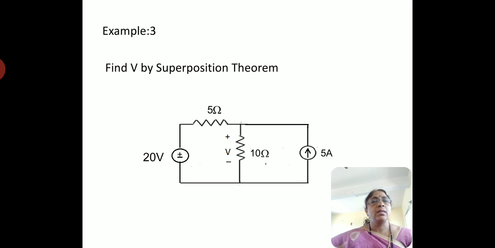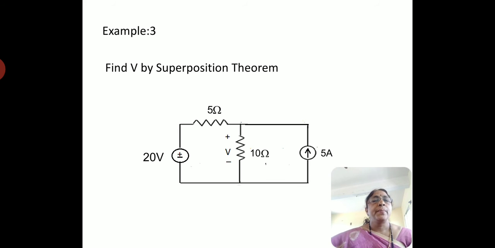Now let us see another example. Find V by the superposition theorem for this figure. V is nothing but the voltage across the 10 ohm resistance using the superposition theorem, as it consists of two energy sources. One is a voltage source of 20 volt and the other is a current source of 5 ampere, and it has only two resistances, R1 and R3. So there is no R2.